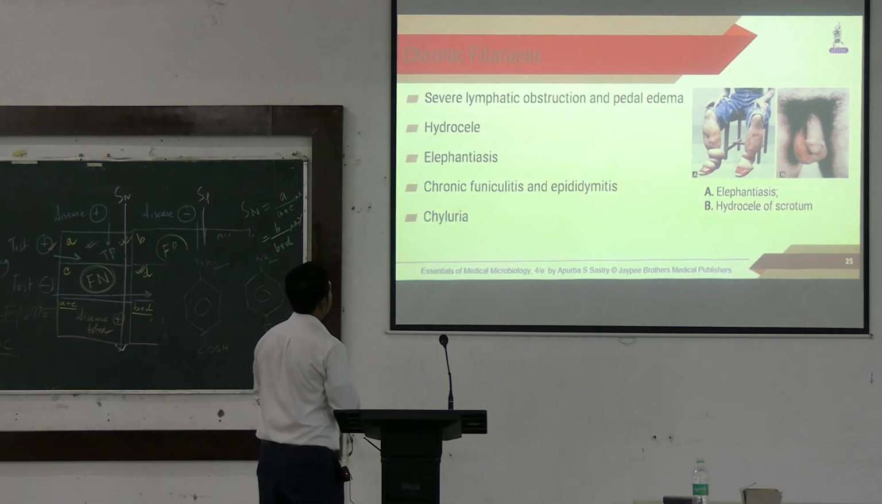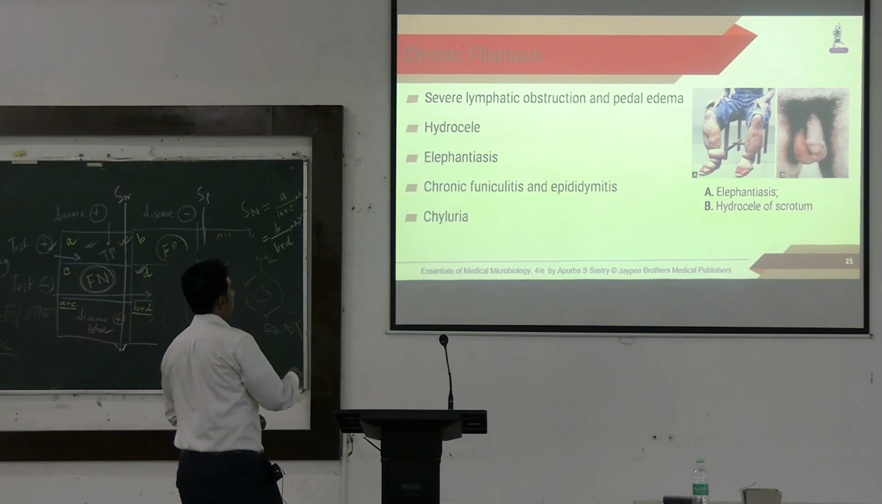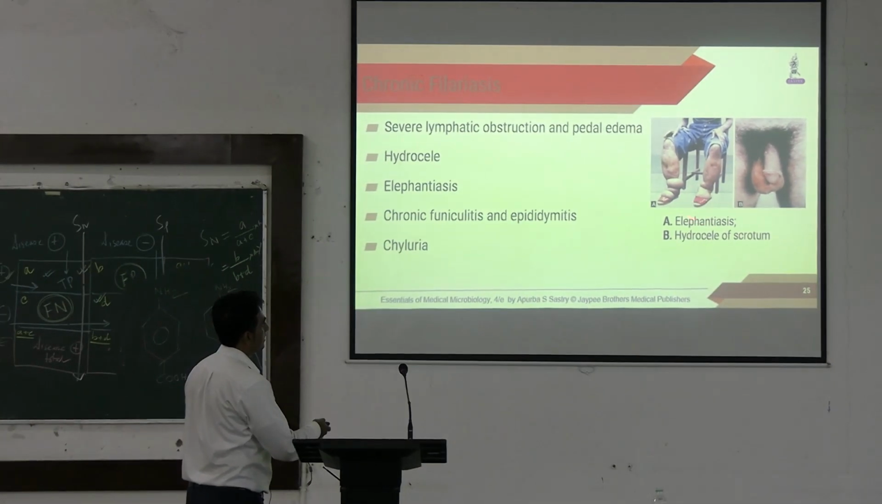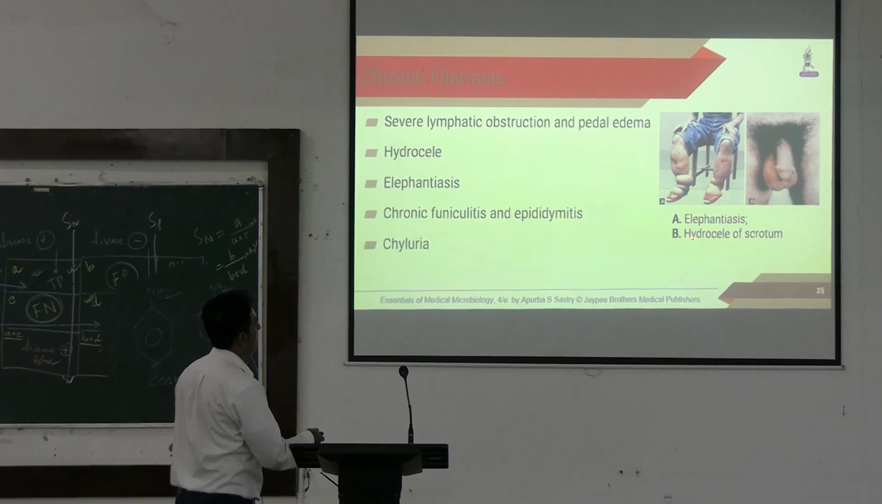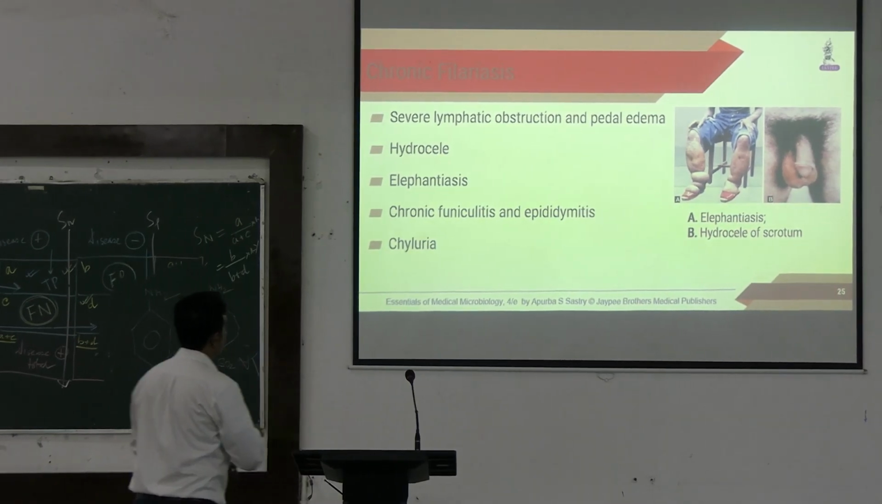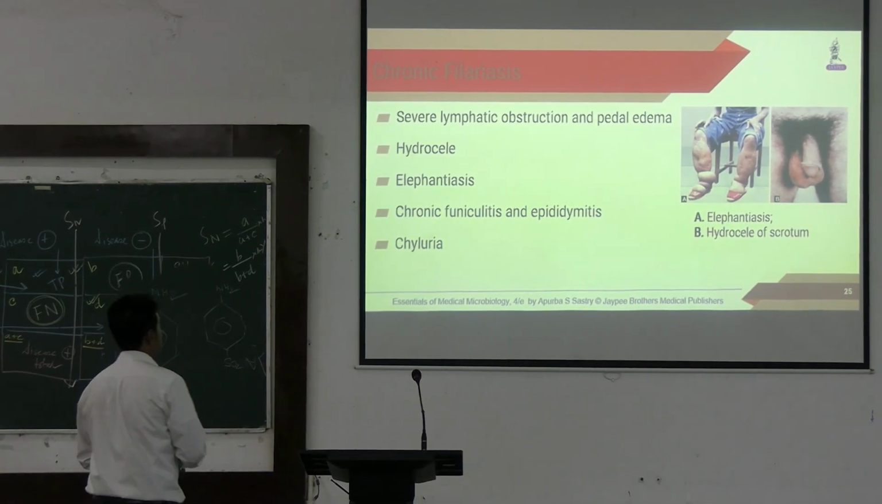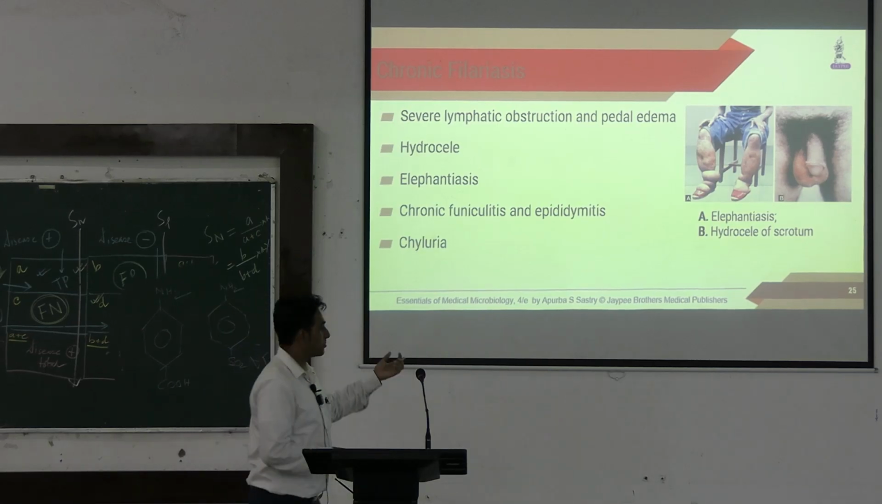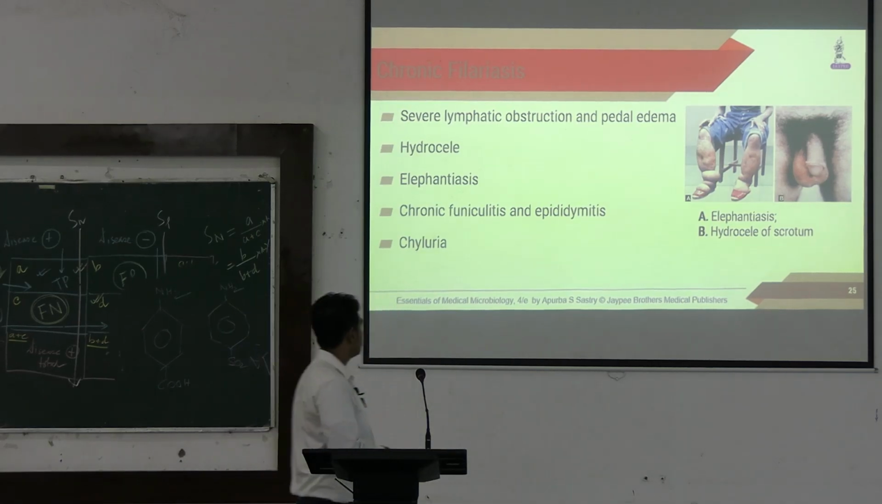And in chronic filariasis, there is severe lymphatic obstruction and pedal edema, as you can see in this picture, hydrocele and elephantiasis. Due to excessive swelling and lymphatic obstruction in the lower limbs, there is swelling of the lower limbs resembling the lower limbs of an elephant, and so this is known as elephantiasis. Chronic funiculitis and epididymitis and chyluria, where there is chyle in the urine, producing milky white urine.